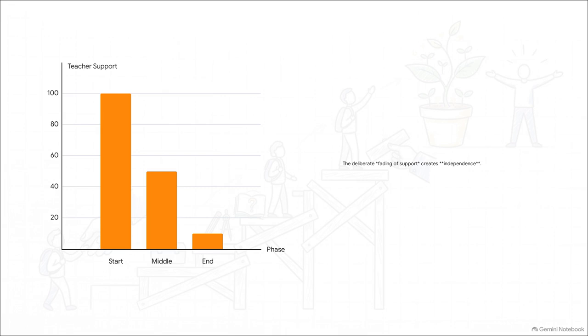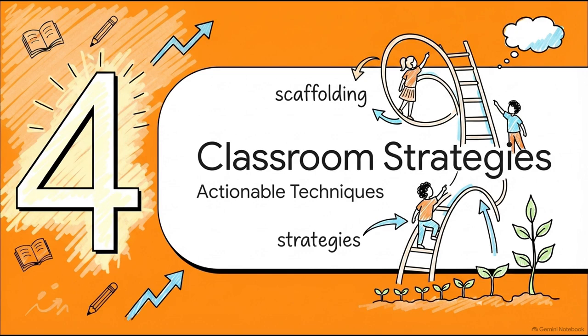This deliberate, intentional fading of help, that's the secret sauce. Because if you don't fade the support, it's not scaffolding anymore. You're just doing the work for them. Which brings us to Section 4, Actionable Classroom Strategies.